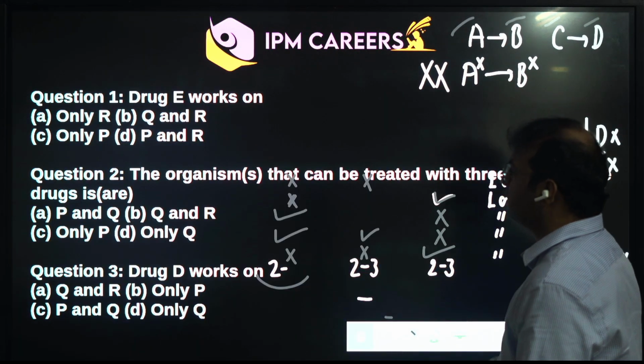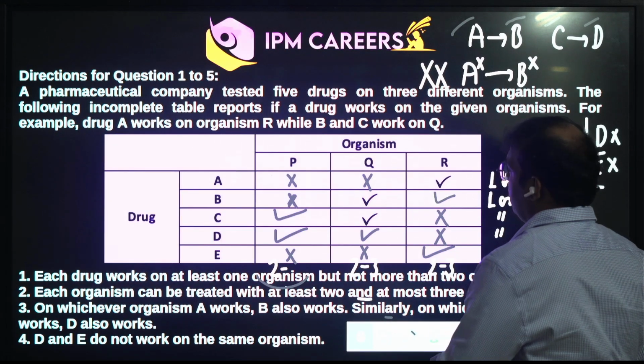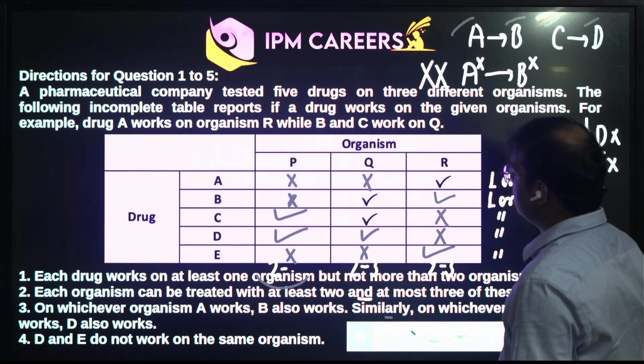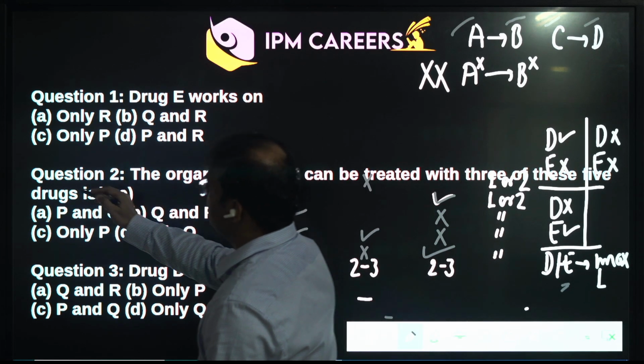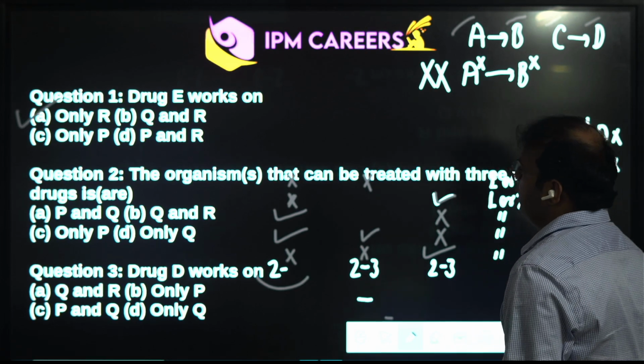See, the first question on this is saying that drug E works on. So let's see, guys, drug E works on which organisms? Drug E works on only organism R. So we can say that the answer of this problem has to be option A. Very simple question, guys, after filling the table, right?